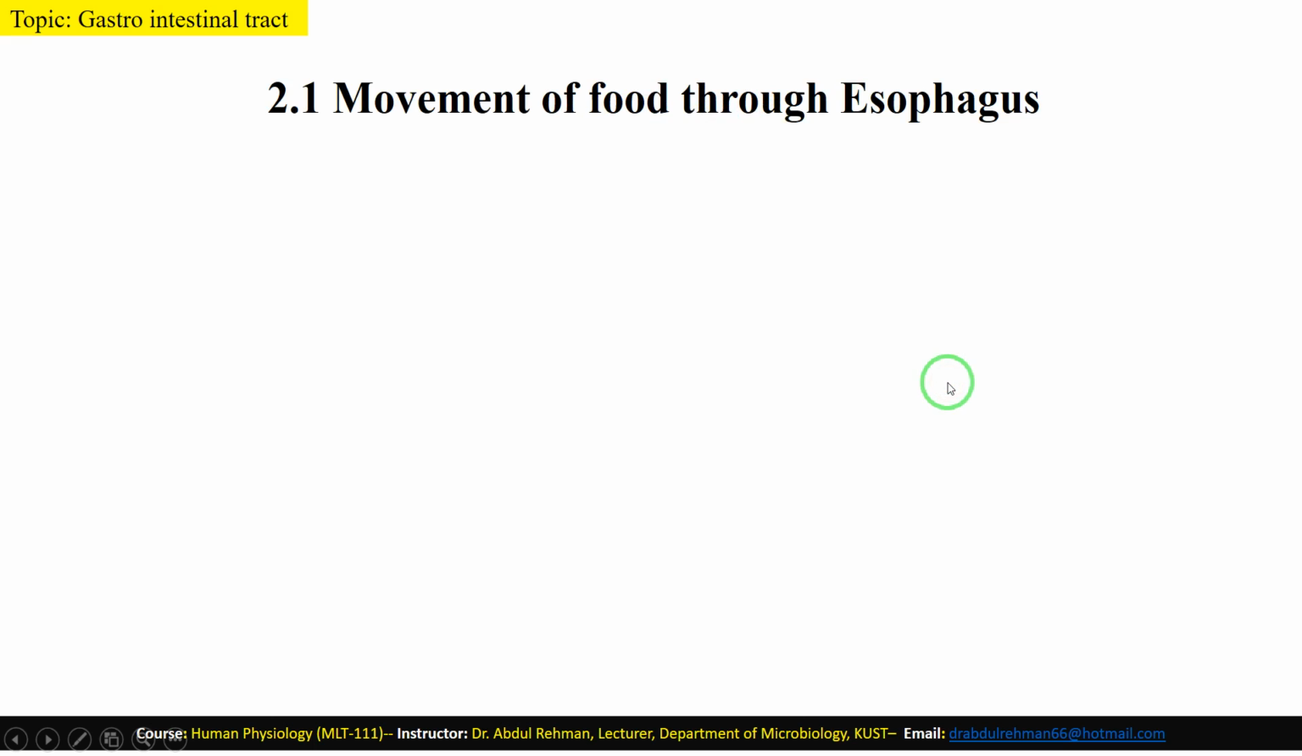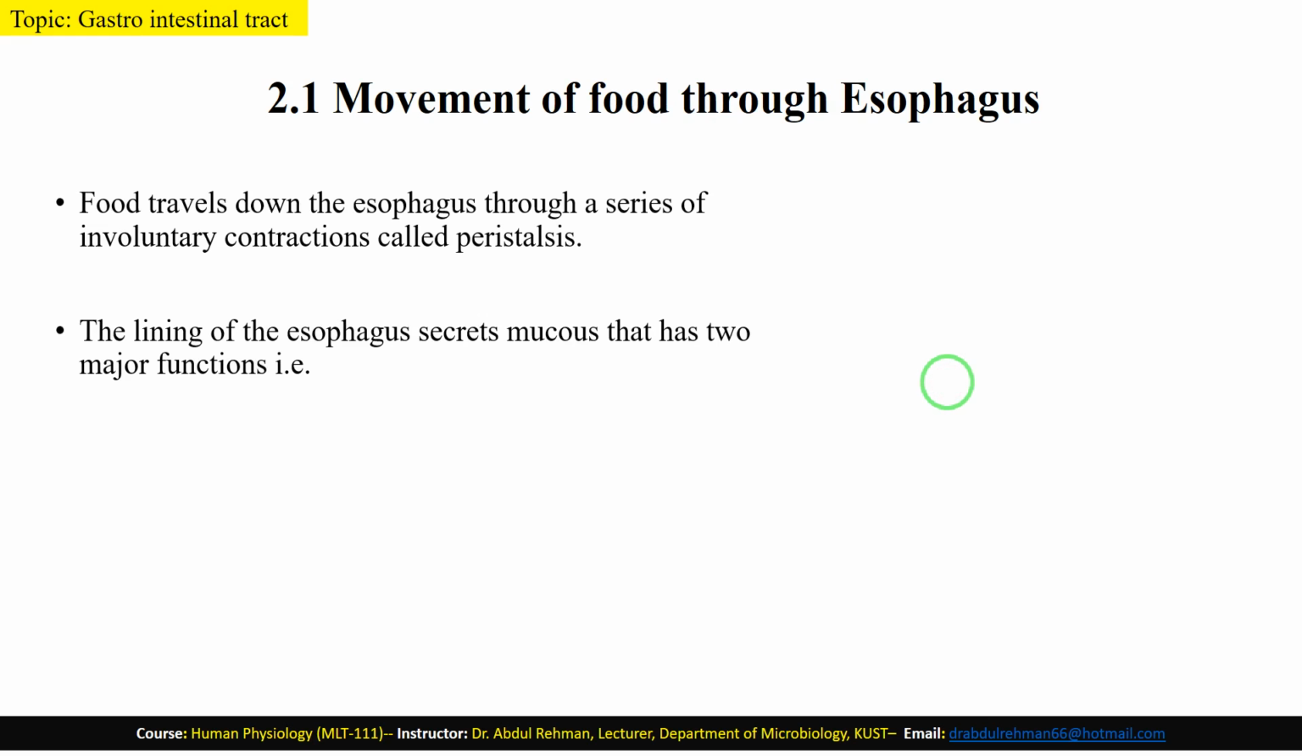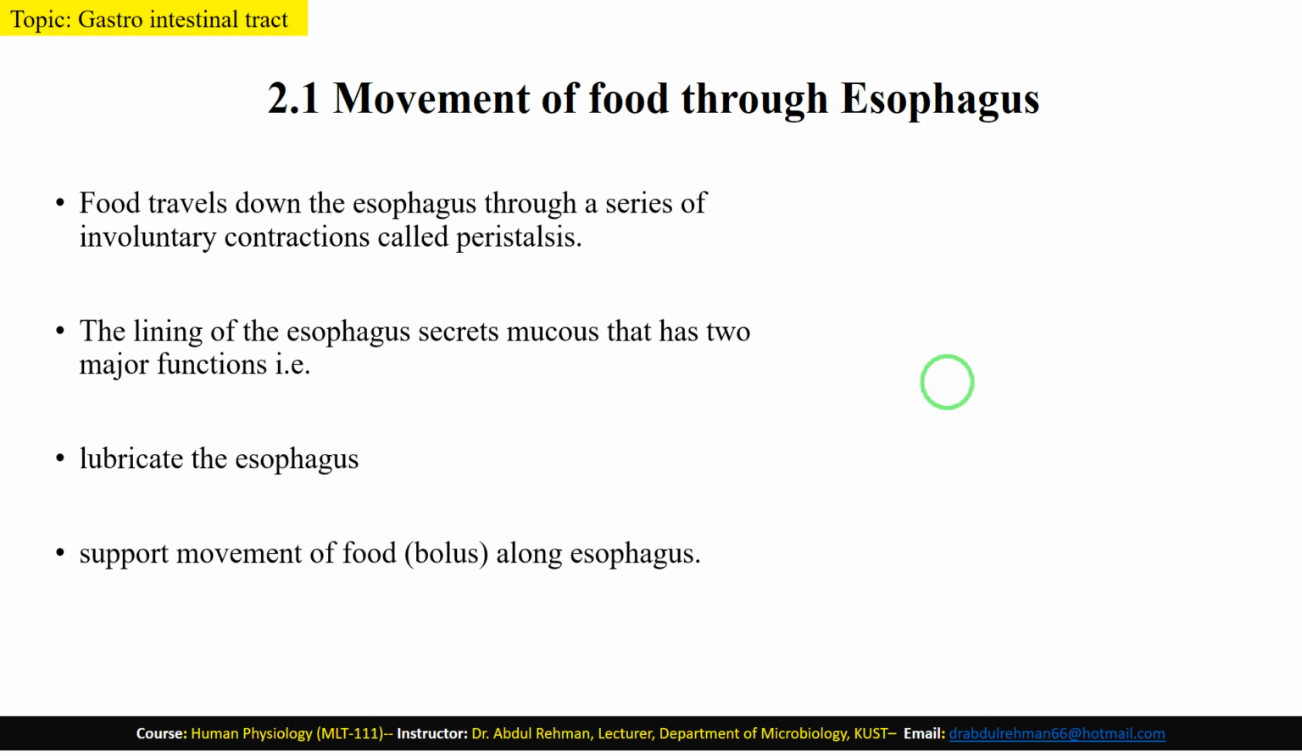The next is the movement of the food through the esophagus. In the esophagus, there is a series of involuntary contractions called peristalsis. These peristaltic contractions allow the movement of the food along the long tube. In addition to this, the esophageal lining contains mucus that has two basic functions. First, it lubricates the surface of the esophagus, and second, it facilitates the movement of the bolus along the esophagus.